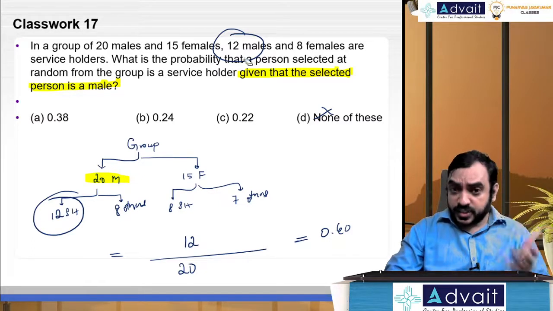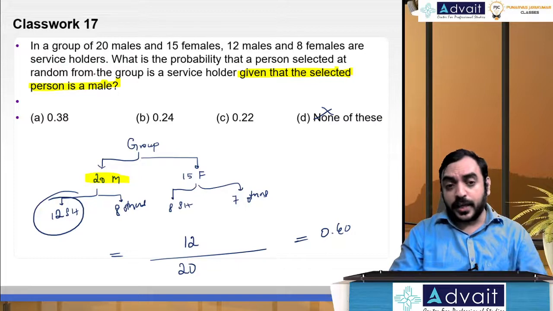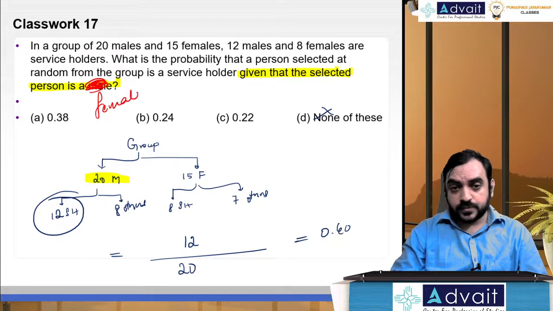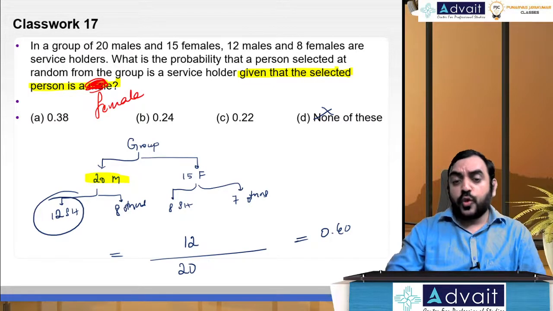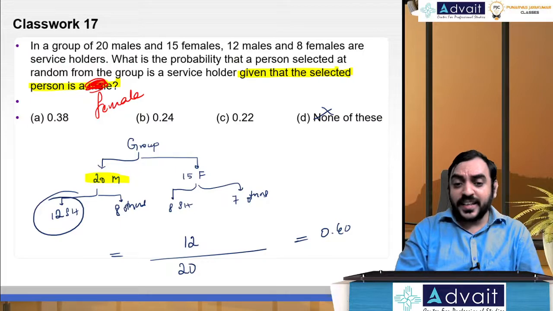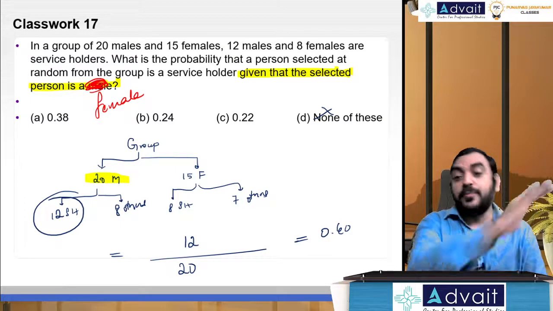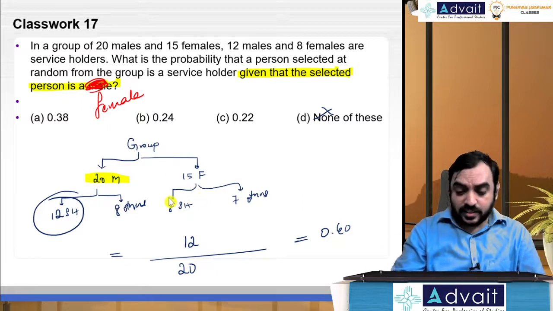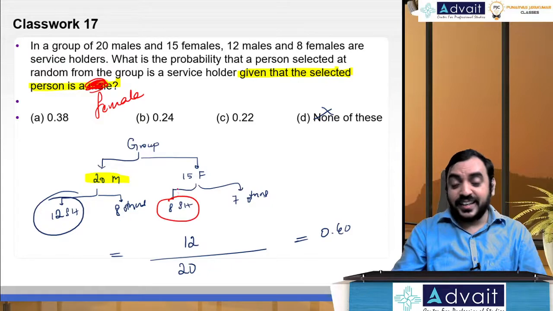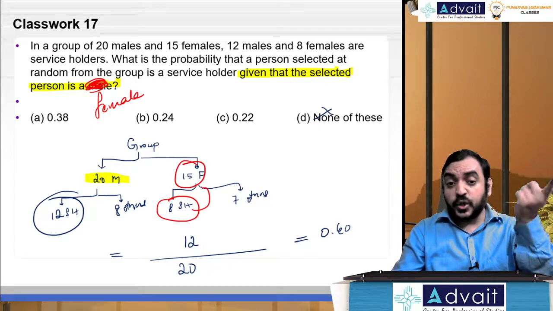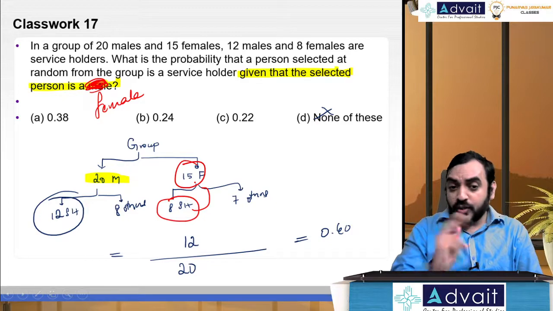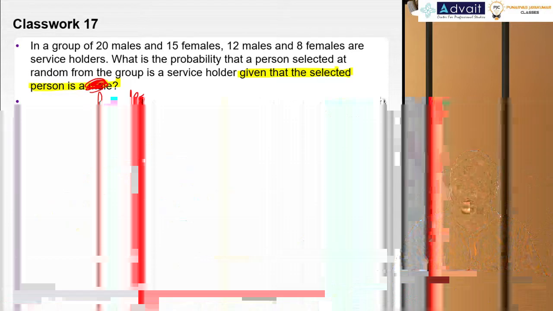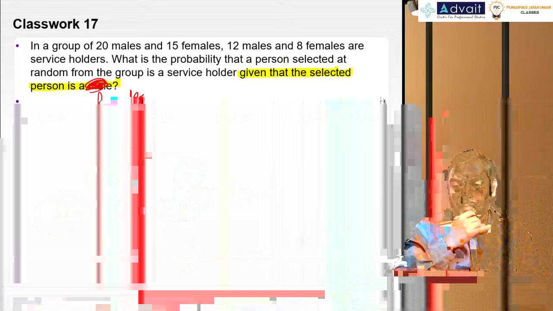Okay. In this question, they said, given that the selected person is a male. What if they told the selected person is a female? Can you tell me what would be the probability then? It's going to be 8 out of 15. Females are 15 and 8 out of 15. Not 8 out of 20, 8 out of 15. Because given that the person is a female, the female total is 15, so 8 by 15. I hope you're able to get it.